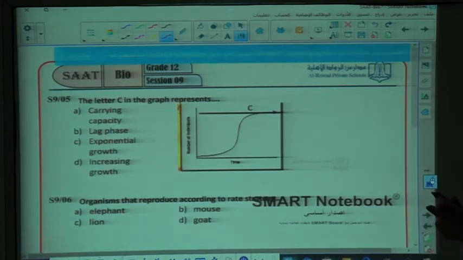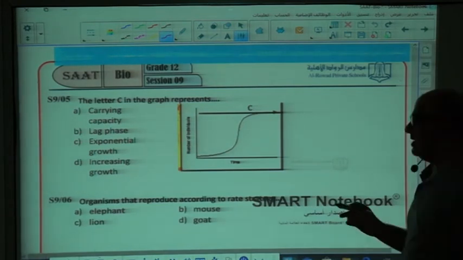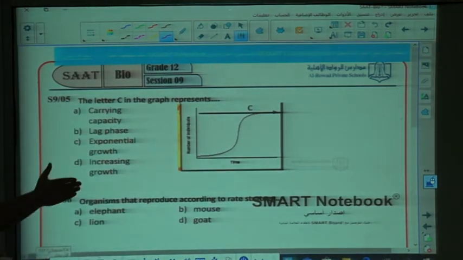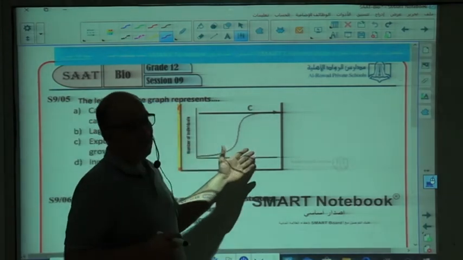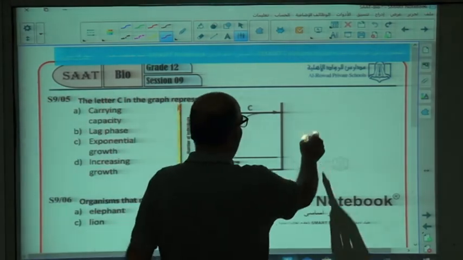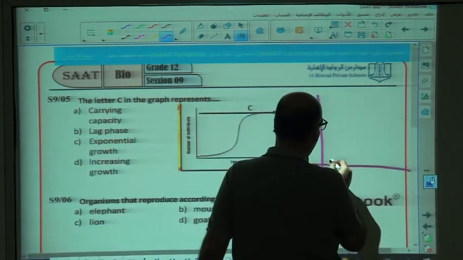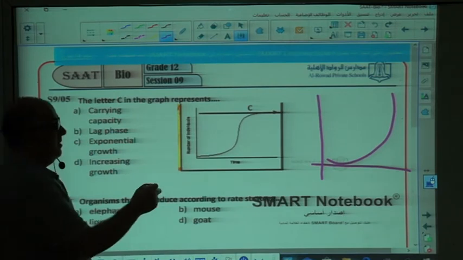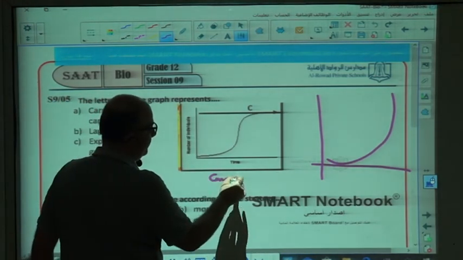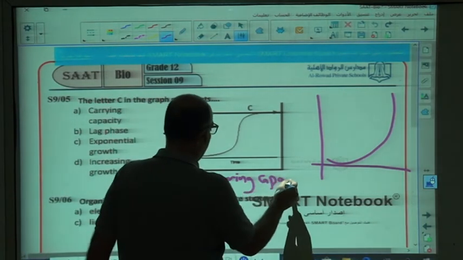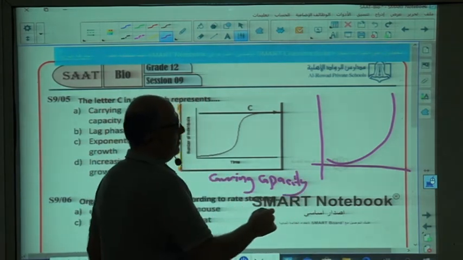Okay, guys, we have two curves to study the population size. We have something we call the carrying capacity pattern, guys, and the exponential pattern. And the exponential, guys, the shape of the exponential is like this, J shape. Here we call this the carrying capacity.